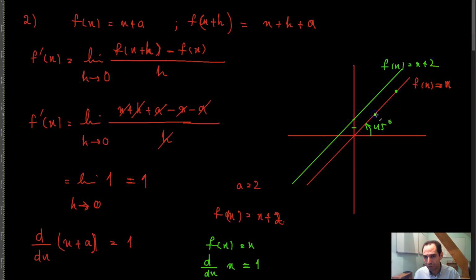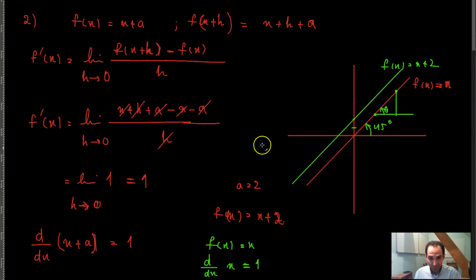Any two points that you take on this line, if you draw a triangle over here, this side of the triangle would be equal to this side of the triangle. And therefore, for this angle theta, the tan of this angle would be equal to this side divided by this side. Whatever this side is, you have the same length as this side. So that would be some a divided by some a, which is equal to 1. And therefore, we say that the slope of the line is 1.